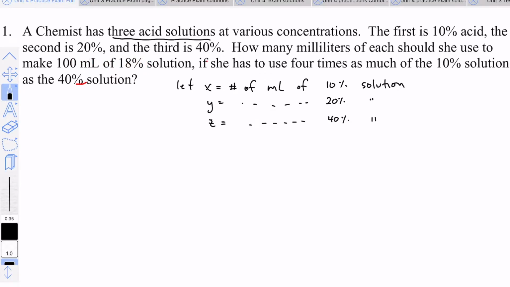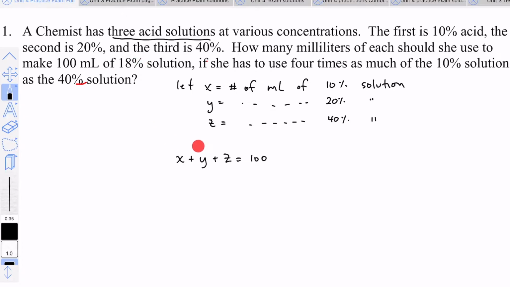So the first equation I'm going to make is combining all three solutions, x plus y plus z, to first equal just a plain 100 milliliter amount. The next equation I'm going to make is going to address the concentrated amount, which is 18%.